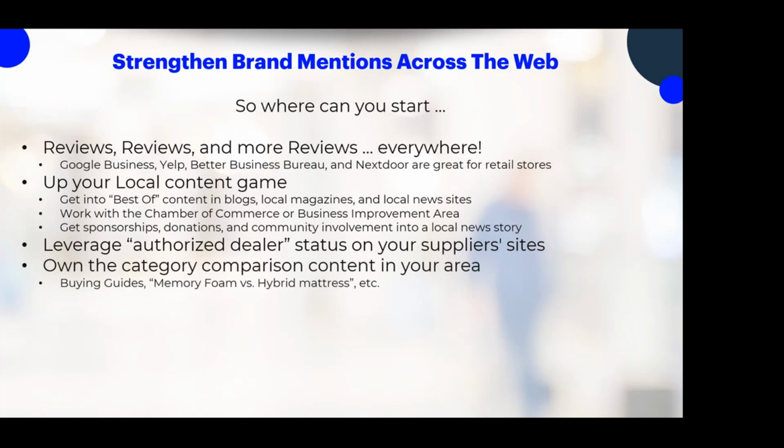Own the category comparison content in your area. So again, when we talk about doing things like those blogs or buying guides, so things like memory foam versus hybrid mattress, content on your website, again, trying to get those into local newspapers, onto local Facebook groups where people are talking about different topics, Reddit threads, all those different things. Try to own that content in your area.